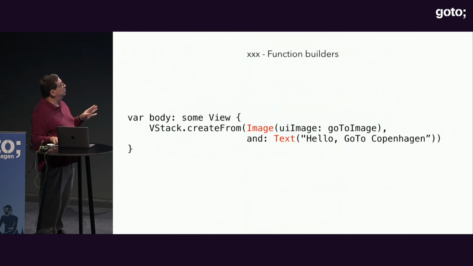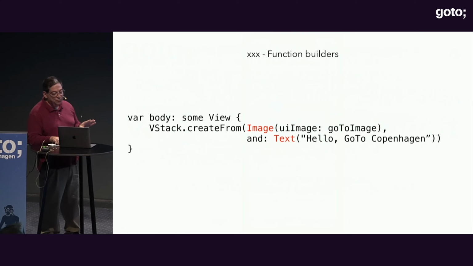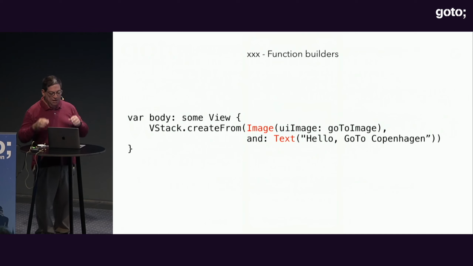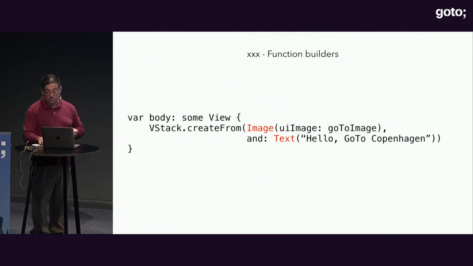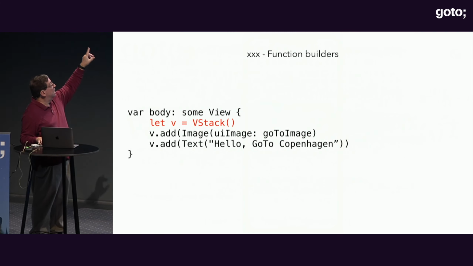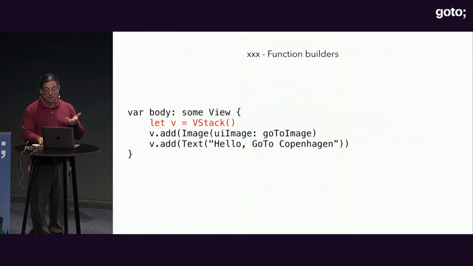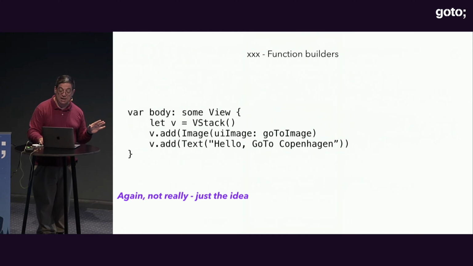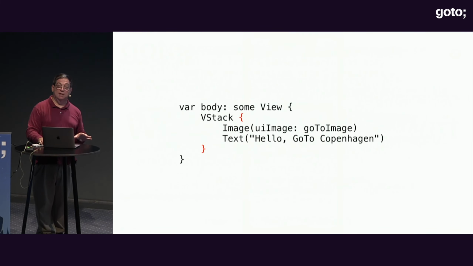And so the idea of function builders, and I'll show you some real code later, is I could, like we do in UIKit, say, I'm creating a VStack from an image and text. And so this isn't how it really works inside. This is just the idea. Or you could create a VStack, and you could do v.add the way we do with a lot of things in UIKit. We could add our image. We could add our text. Again, this isn't how it works in this case. It's just the idea, but it allows us to write code like this. And it's this pretty code that's nice.